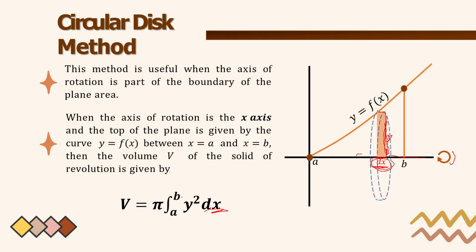So take note again that when the axis of rotation or revolution is the x-axis, all functions shall be solved in terms of x, and this is the length of the strips. This is the area that we are going to get, but we need only the strips to represent it, and the summation of those will be from a to b.